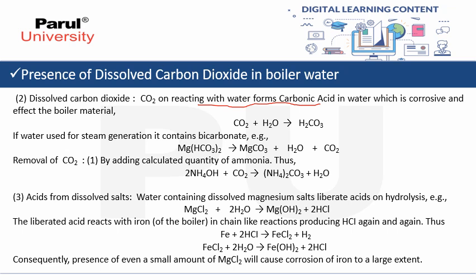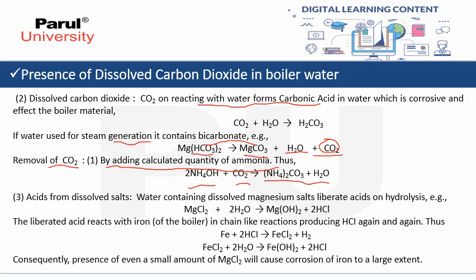If the water used for steam generation contains bicarbonate salt, this bicarbonate salt is converted to magnesium carbonate, water and carbon dioxide during boiling. So this dissolved carbon dioxide creates boiler corrosion. To remove it, we can add a calculated quantity of ammonia. When ammonium hydroxide is added, it will react with the carbon dioxide and form ammonium carbonate, which can be easily removed.